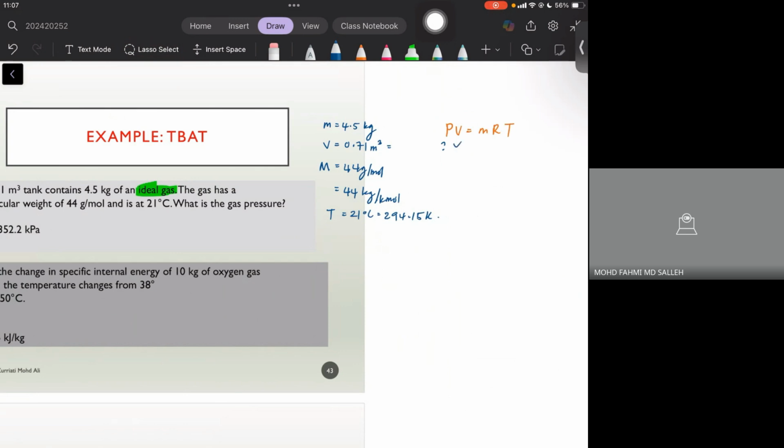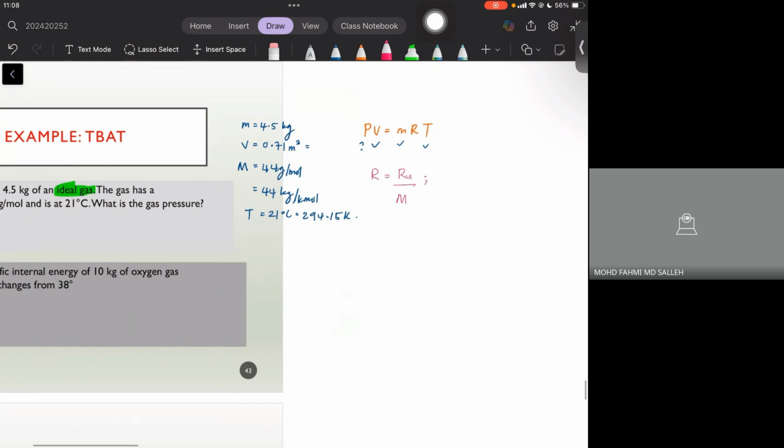Volume, we have the value. Mass, we do have the value. And the temperature, we do have the value. So now we need to determine the specific gas constant, and we know that the specific gas constant can be determined using the formula R equal to RU divided by the molar mass, where the universal gas constant RU is equal to 8.314 kilojoule over kilomole Kelvin.